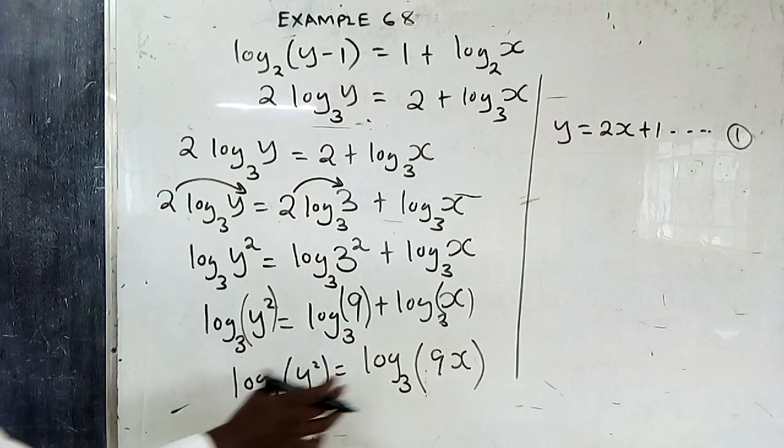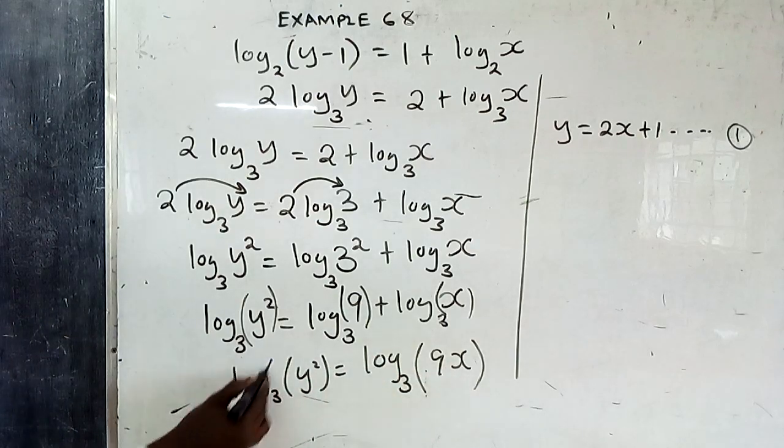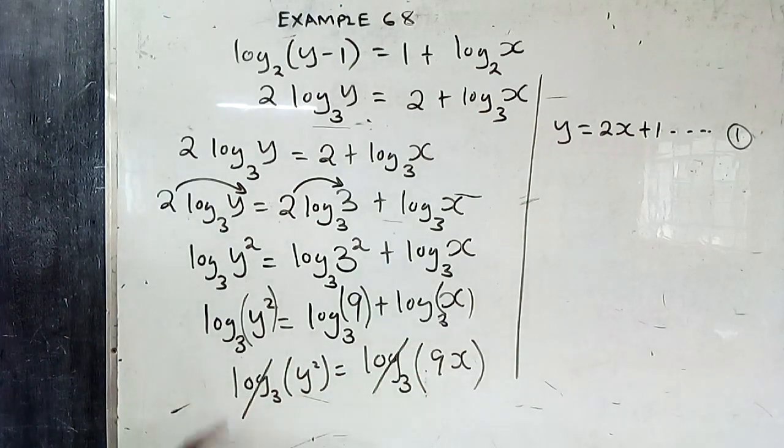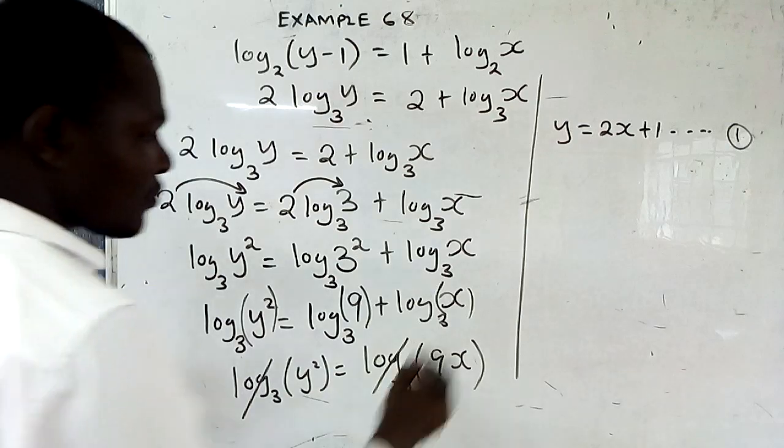So if you have a single log term on either side of the equation, we can now ignore that log to base 3. It is like we introduce log to base 3 on either side of the equation, isn't it? So what do we have? Y squared is equal to?